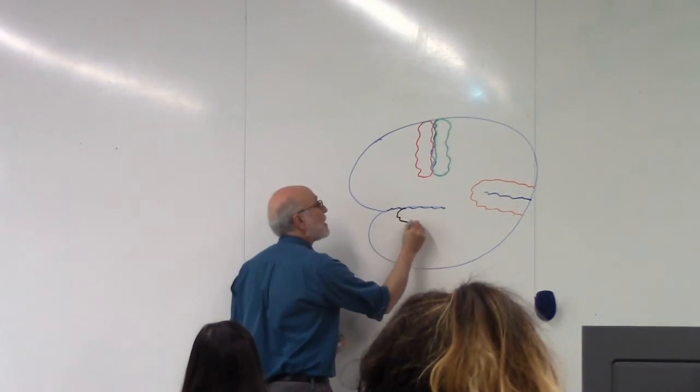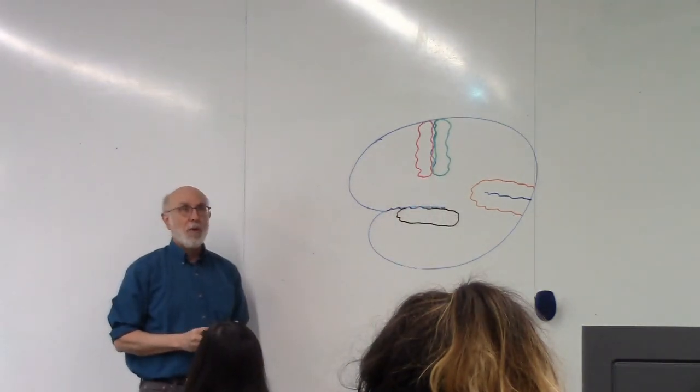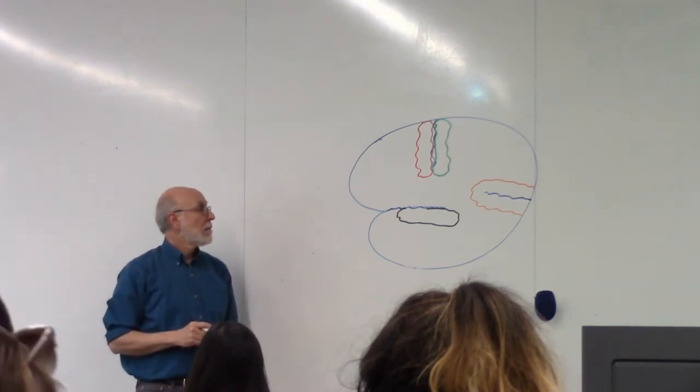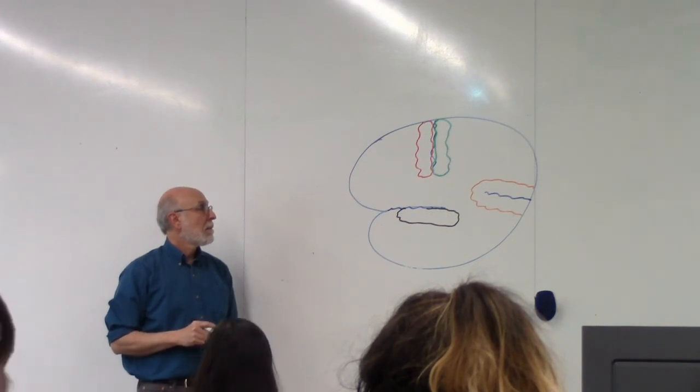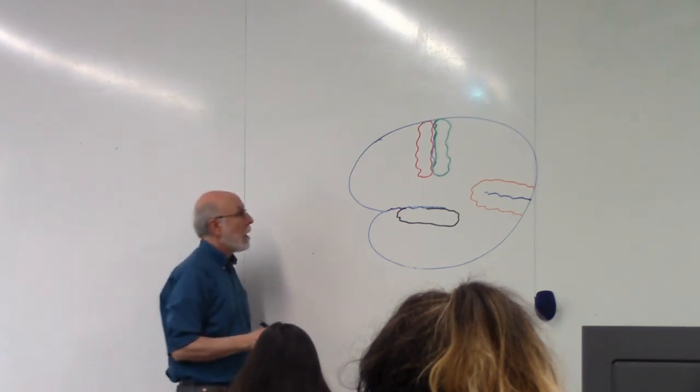What's the name of this gyrus? Superior temporal gyrus. What is it functionally? The auditory cortex, the primary auditory cortex. Okay.